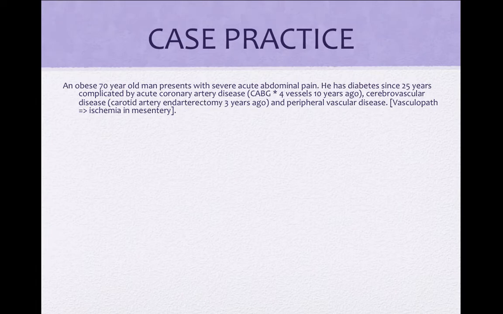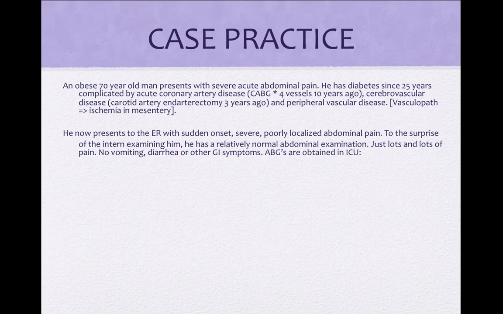An obese 70-year-old man presents with severe acute abdominal pain. He has diabetes since 25 years, complicated by acute coronary artery disease, cerebrovascular disease, and peripheral vascular disease. So basically, these comorbids are hinting us towards the derangement that could be there. He now presents to the ER with sudden onset severe, poorly localized abdominal pain. To the surprise of the intern examining him, he has a relatively normal abdominal examination. Just lots and lots of pain. No vomiting, diarrhea, or any other GI symptom.